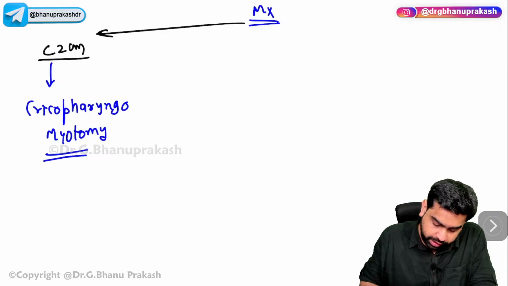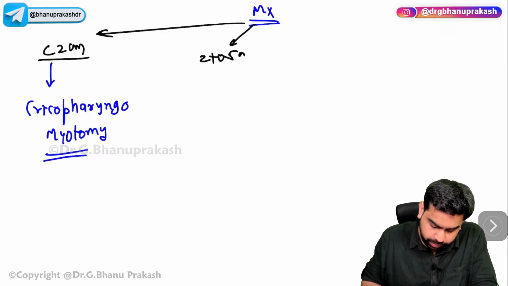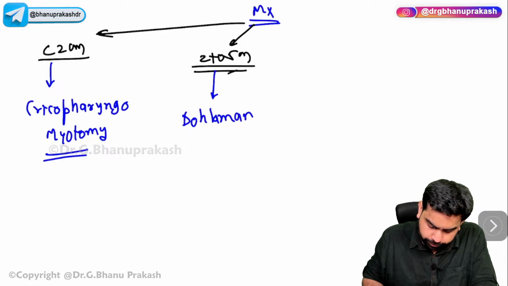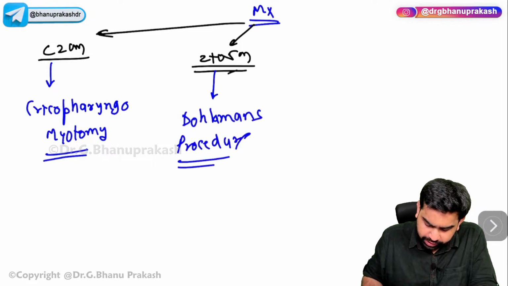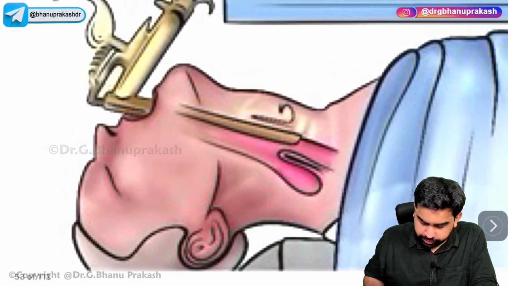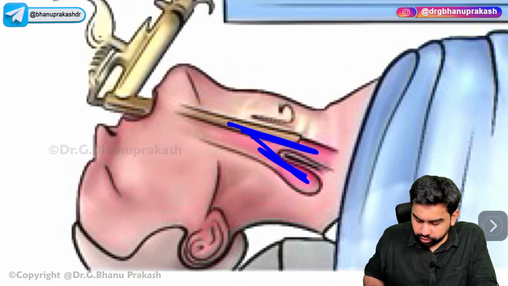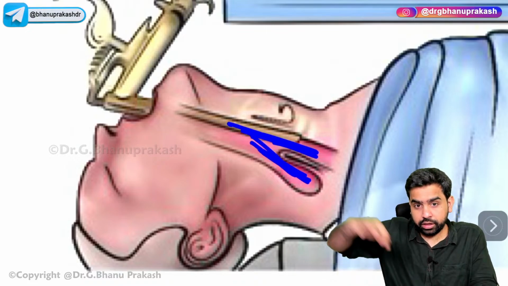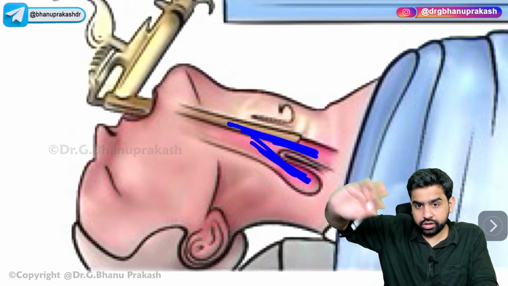If the size of this pouch is between 2 to 5 centimeters, here you can perform something called Dohlman's procedure. What you basically do is pass a stapler through, and you divide the wall between the Zenker's diverticulum and the esophagus.